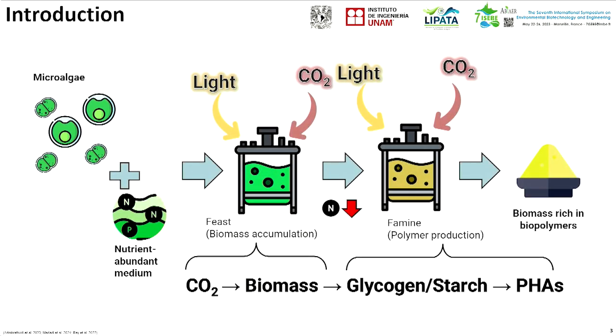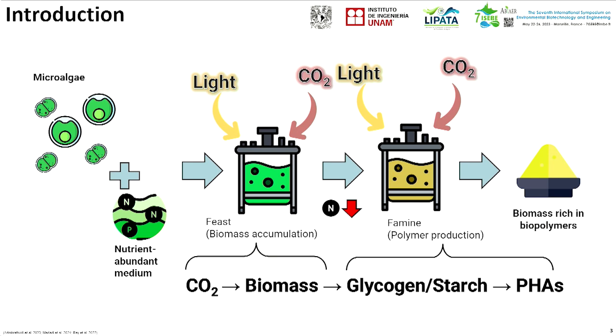Now, today, the most common way to induce the production of these biodegradable polymers in microalgae is through a two-stage process, also called feast and famine. In short, what we need to do here is that the microalgae, the inoculum, needs to be first inoculated in a nutrient-abundant medium in order to basically produce biomass.